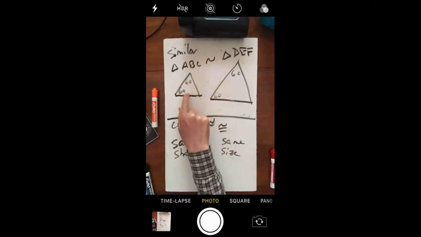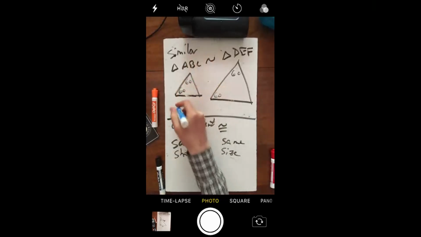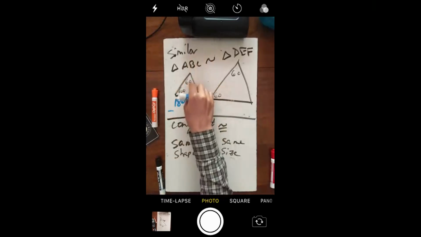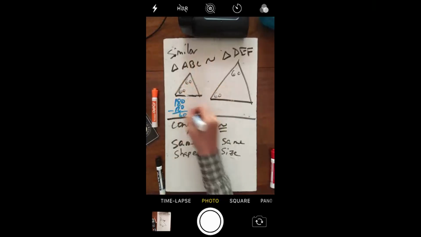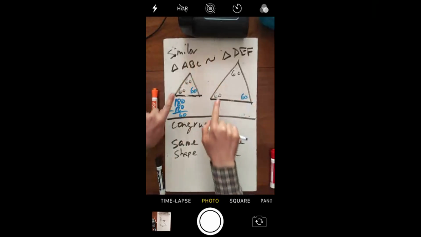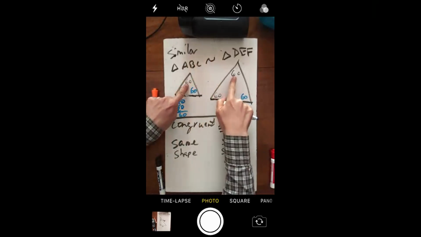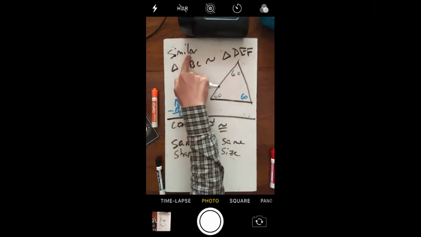If I knew on this small triangle that I had two angles that were each 60 degrees, then I could figure out the third angle because I know all three angles total 180 degrees. So I could say 180 minus, and if I added the two 60s together, I get 120. So then subtract from 120, I would get 60. That means that this third angle would be 60. The same thing would be true over here. So that means that our corresponding angles are all congruent. That means that the figures are similar.